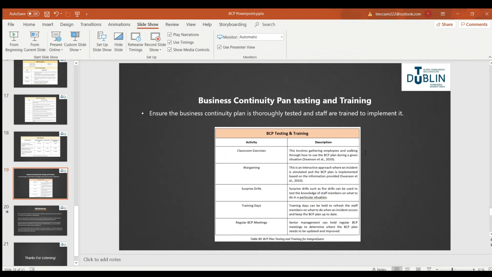To ensure the BCP plan is tested and the staff are trained to use it, the following activities can be performed by IntegraQuest, such as wargaming or training days.